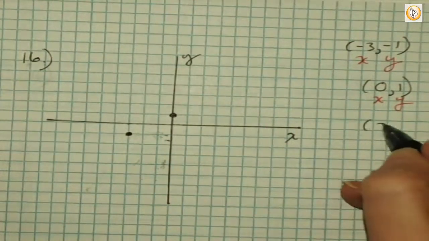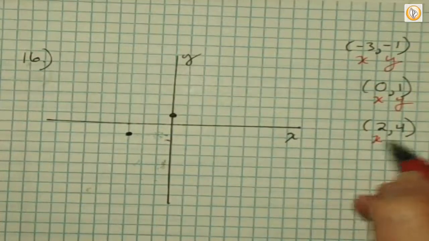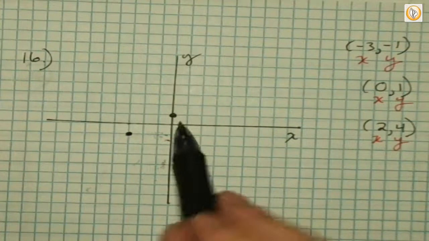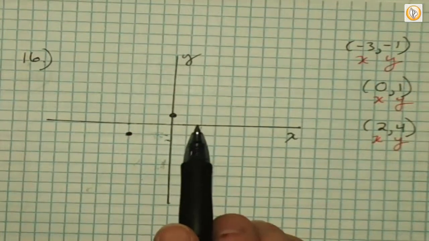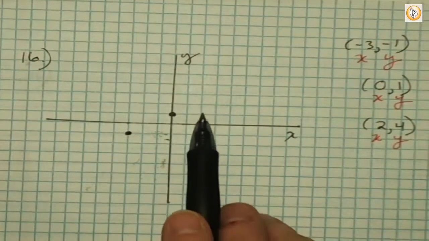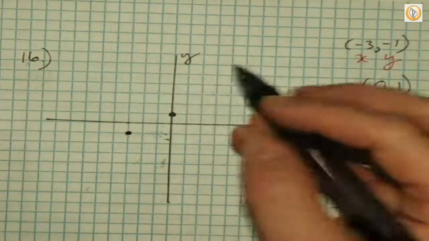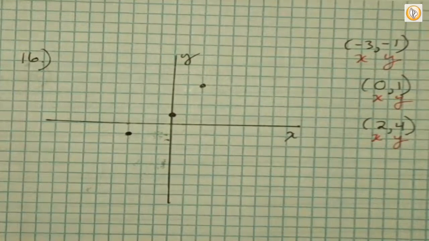And the last one is 2 and 4. All right, so Whit, if my X is 2, do I go to the left side or the right side? The right. And I go 2 places right here. Now, Whit, my Y is 4. Do I go up or down? Up. That's right, to positive. 1, 2, 3, 4. And we don't connect it or anything. We're done. There's our dots.